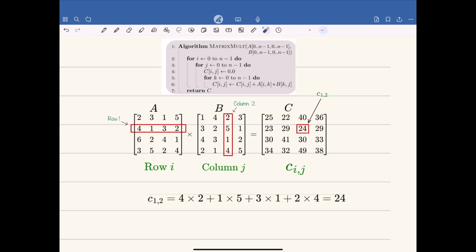To compute the sum of the products, the algorithm needs a summation variable. The entry itself is used as the summation, where first it is initialized to 0, then it is used to sum the products in every iteration of the inner loop.